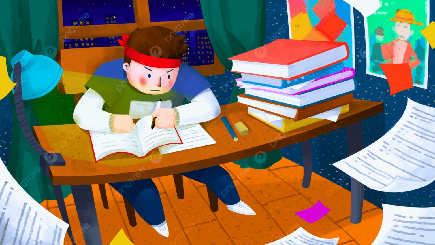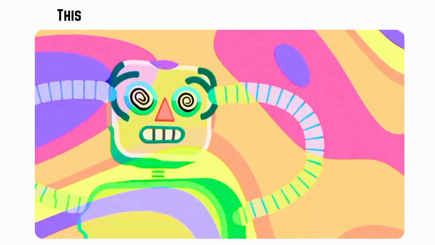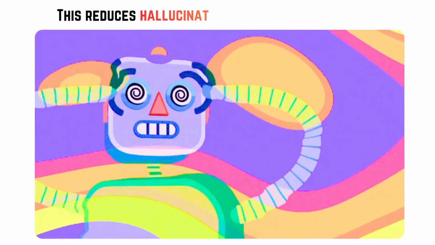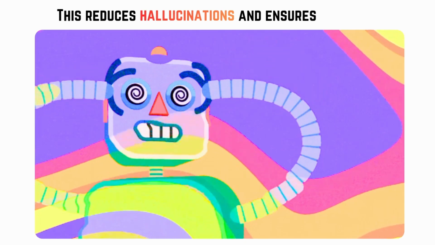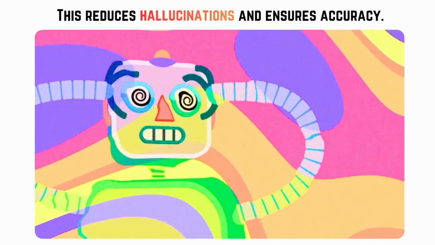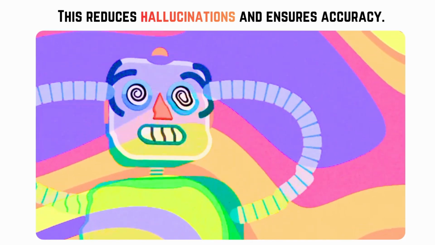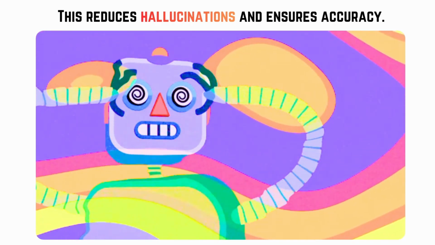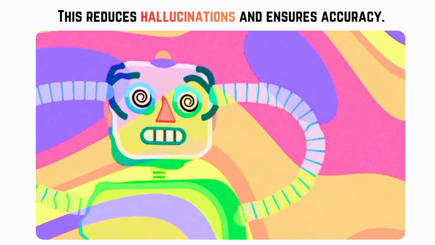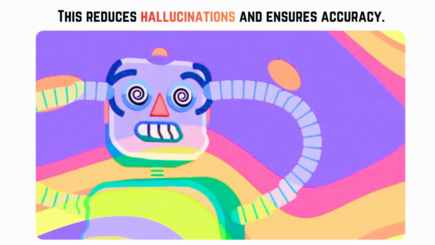For example, if the paper explains a new algorithm, your system fetches the section and asks the model to explain it. This reduces hallucinations and ensures accuracy. In your research paper explainer, this is what makes the system trustworthy. Users are not getting random answers, they are getting explanations grounded in the document. This is a huge step forward from traditional chatbots.